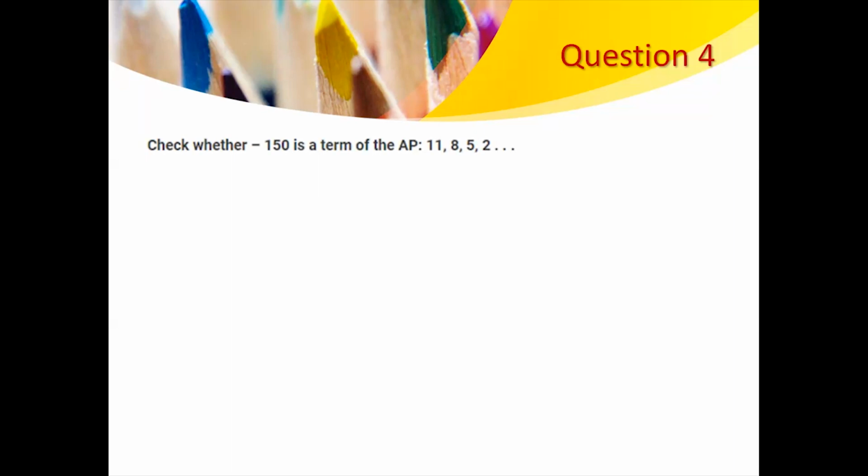Check whether minus 150 is a term of the AP. See, minus 150, I have to check whether it is a term or not. I will find the value of n here. If my value of n is a fraction, then it will not be a term. I cannot say that 22.5 students have watched this video. So n has to be a natural number, right? If minus 150 has to be a term, then the value of n should be a positive integer. So let's start. For the given sequence, I have to find the first term. a is 11, common difference is minus 3.